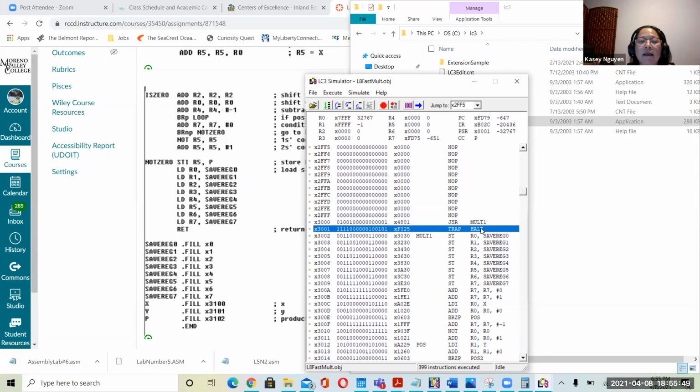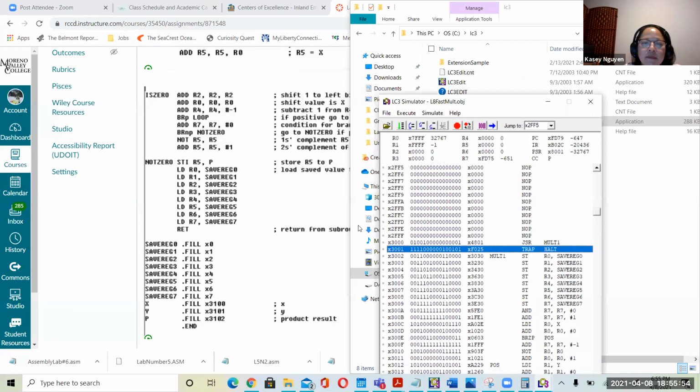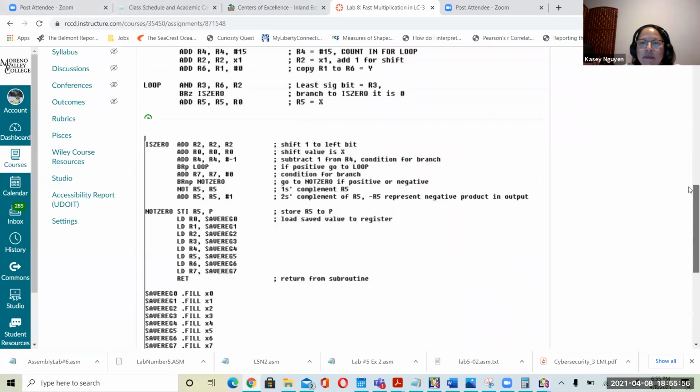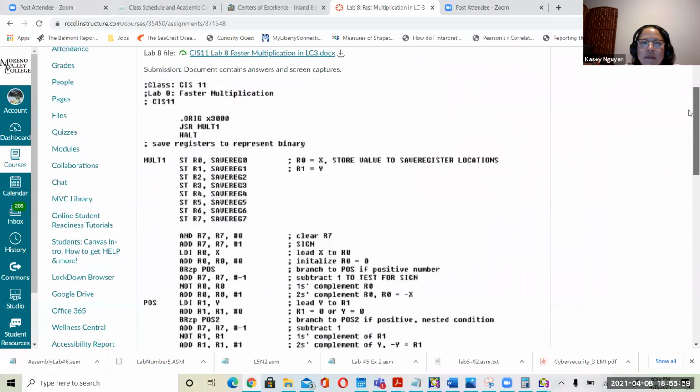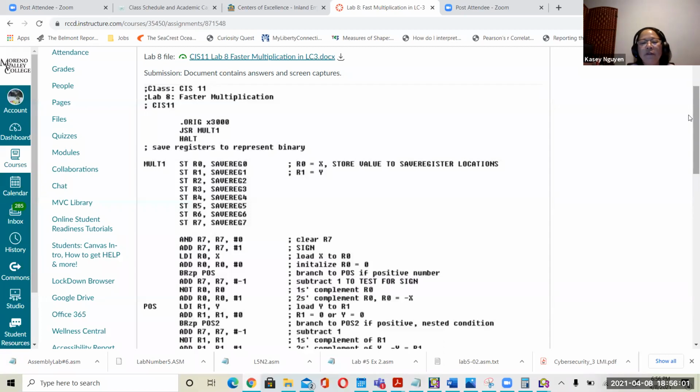Okay. Any questions? So this is a different approach to multiplication, and that allows you to see what the computer actually sees and what it does when it multiplies. So no questions, huh?